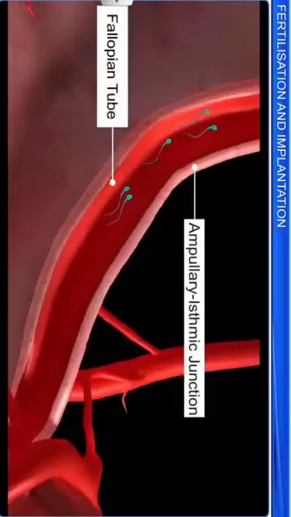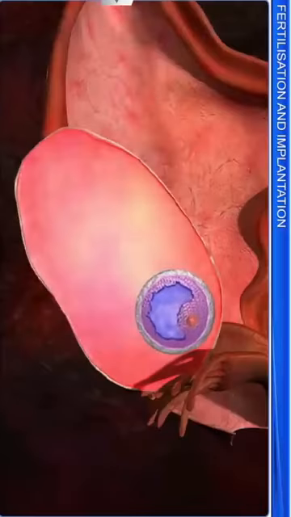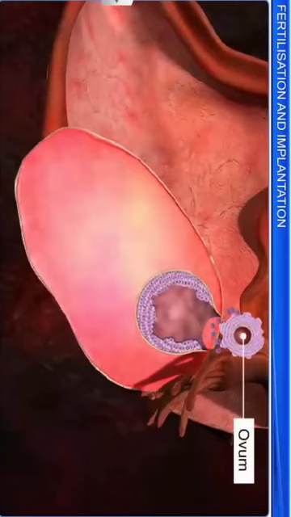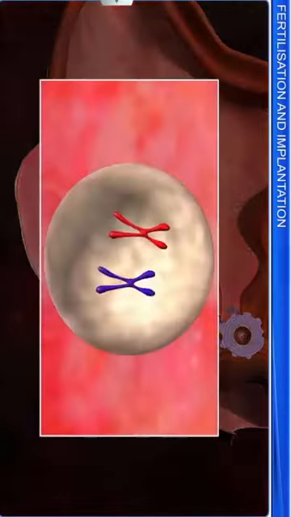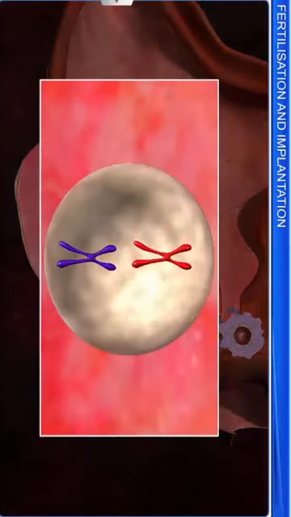In the meantime, the ovum, after completing the first meiotic division, gets released into the fallopian tube with the rupture of the Graafian follicle. Upon its release, the ovum begins to undergo the second meiotic division. However, the division does not go beyond the first phase.